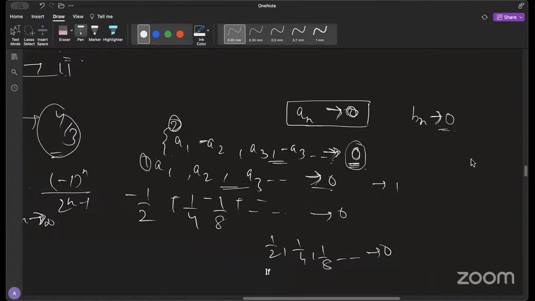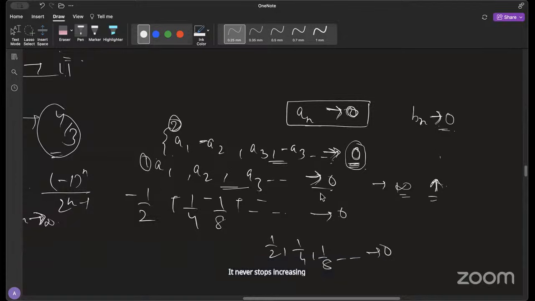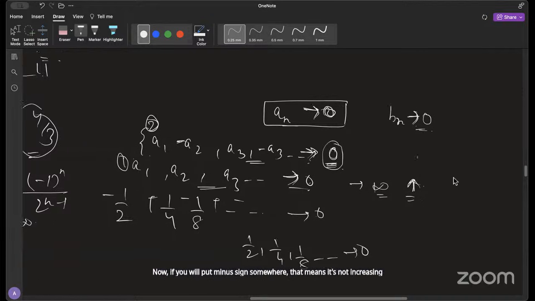If you say this sequence A1, A2 is going to infinity, what does that mean? It's continuously increasing, right? This sequence is increasing. It never stops increasing. Now, if you put a minus sign somewhere, that means it's not increasing. Then how is it going to infinity?